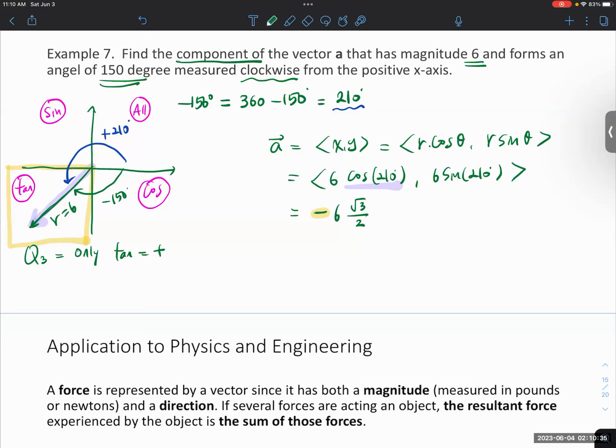So therefore, that's the first part. Sine should also be negative, so 6 times 1/2, and you put the negative. Be careful where the angle is located. So therefore, -3 radical 3, -3. This is the vector they're indicating, in the third quadrant. So this is the component form of the magnitude 6 and degree 150. So you can do this work.